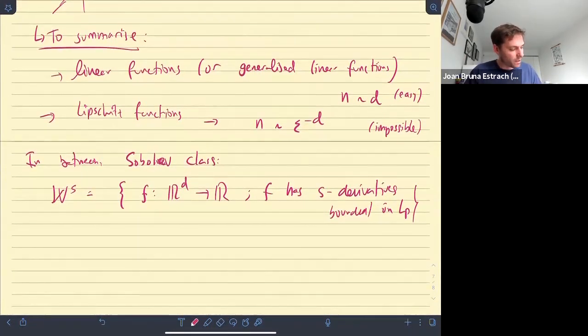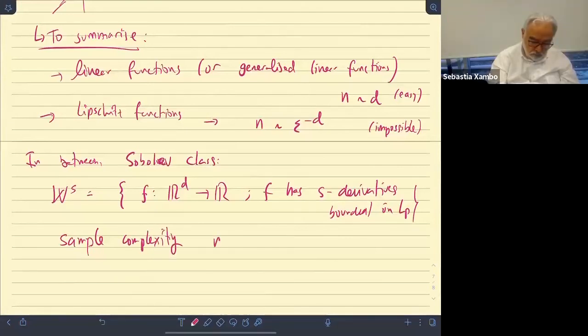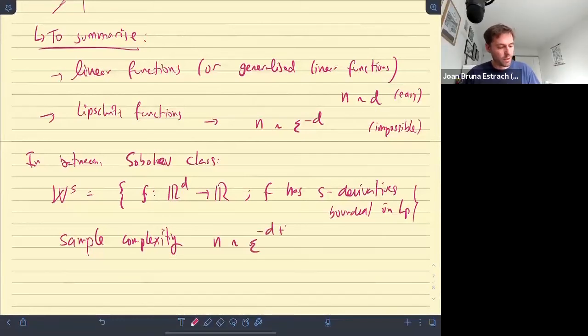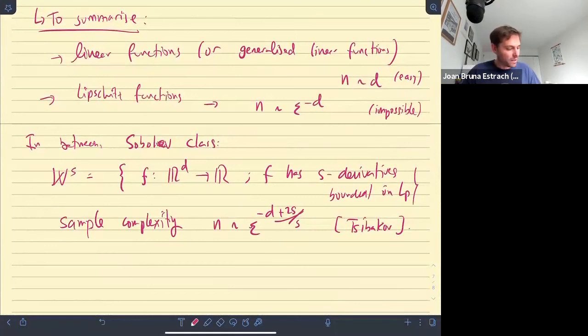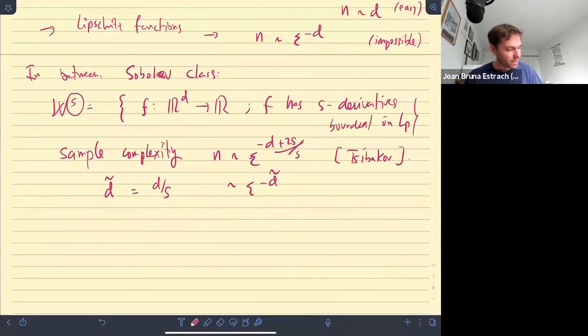So for this problem, I'm not going to describe it here, but the sample complexity is of the order of epsilon to the minus (d plus 2s) over s. This is a classic result from, let's say, Sivakov. So what it means is that for this class there's an effective dimension of d over s. Basically you are changing d by d over s. So basically this is roughly equivalent to epsilon to the minus d. So unless s is of the order of d, no real change.